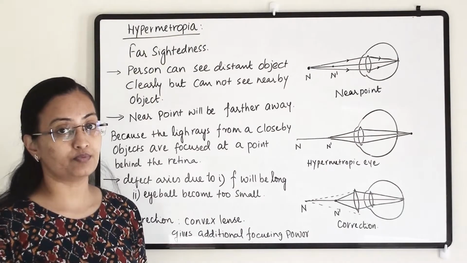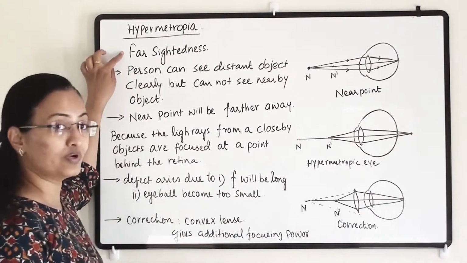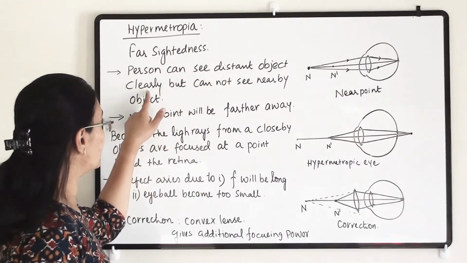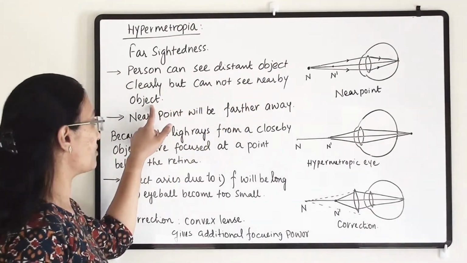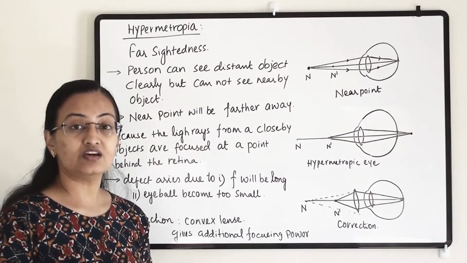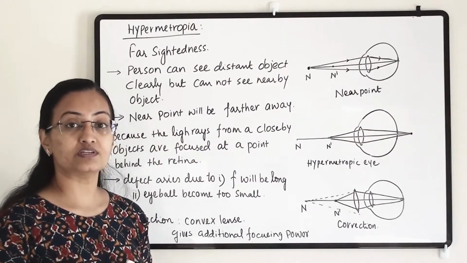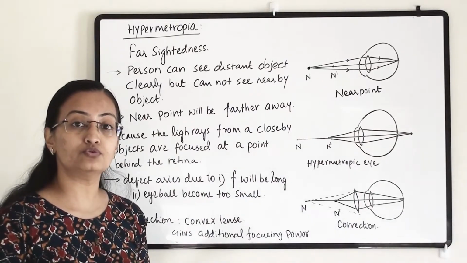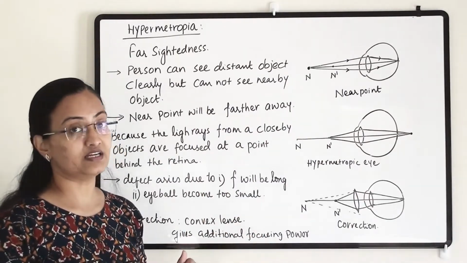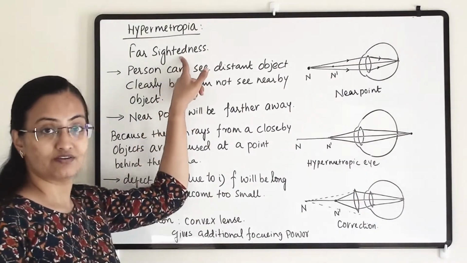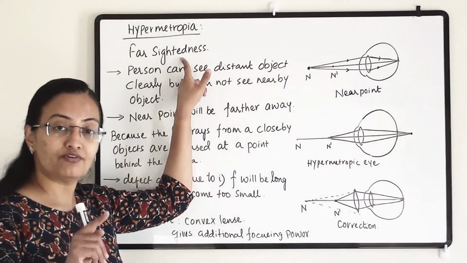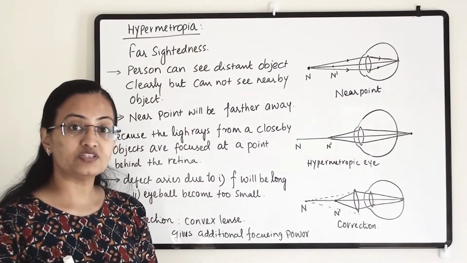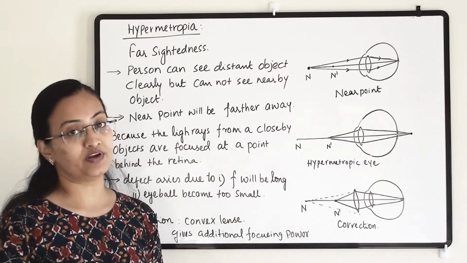Hypermetropia and the hypermetropic eye. This is also known as farsightedness. A person can see a distant object clearly but cannot see a nearby object. So its near point has a defect and the person will not be able to see a nearby object, but will be able to see the farther object clearly. So that's why it is also known as farsightedness, in which the far point is proper but the near point will not be 25 centimeter but it will be farther away from 25 centimeter.